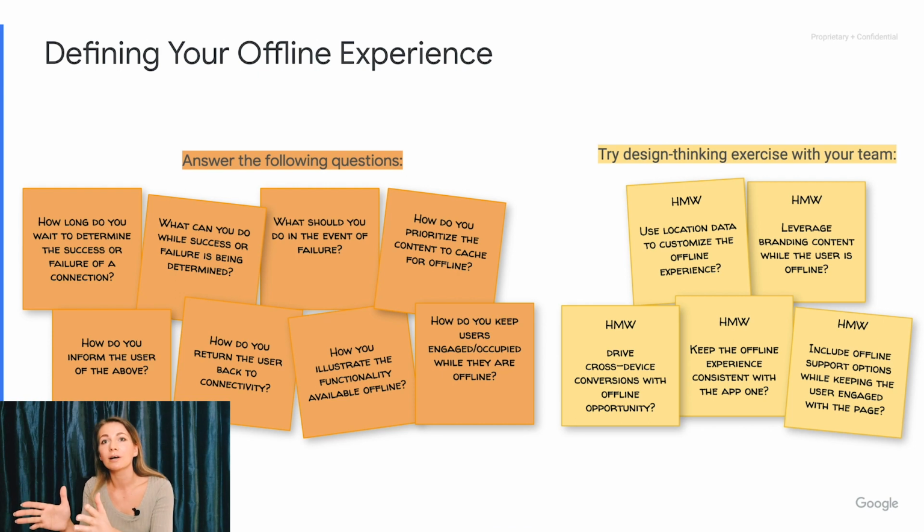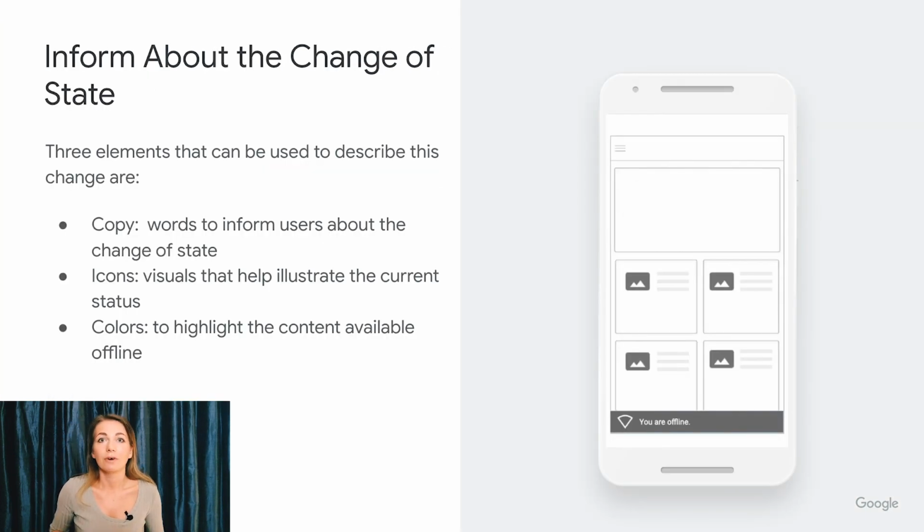On the right-hand side here, you can see some more ideas for the how-might-we exercise, if you want to do a design thinking exercise. So on top of the must-haves on the left, consider also applying design thinking methods and brainstorm with your team on what functionality your audience would benefit from when they are offline and how to turn the offline state into a competitive advantage. And on the very basic level, at least you need to inform users about the change of state.